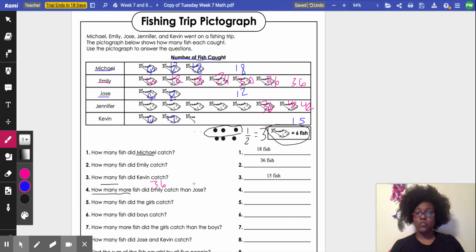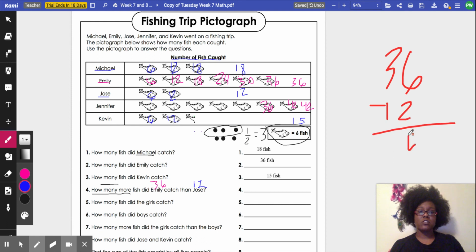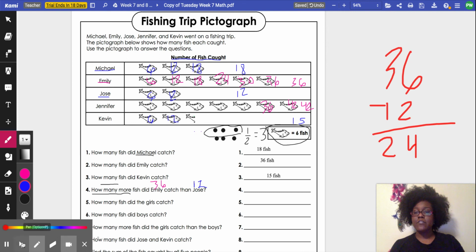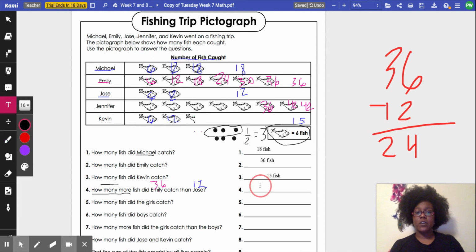Jose had 12. Do you notice how I'm putting the numbers up above the names? That will help you out a lot, and that'll help you catch your mistakes if you make them as well. So over here to the side, I'm going to do 36 take away 12. 6 take away 2 is 4, and 3 take away 1 is 2. So my difference is 24 fish.